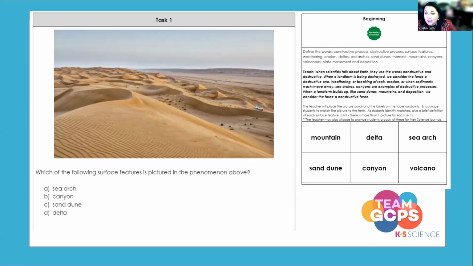Then to align with that, we have our small group lesson plans. So if kiddos miss question number 1, which is which of the following surface features is pictured in the phenomenon above, if they miss that, then you know that you are going to pull the small group lesson plans, and it's going to get that direct instruction to support the learning at the beginning and development level. So here we have our teaching point, we have picture cards and vocabulary cards to help support our students.